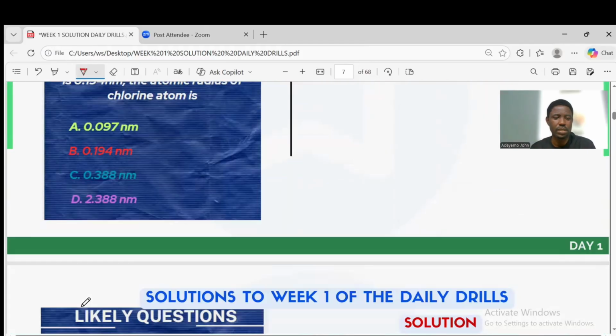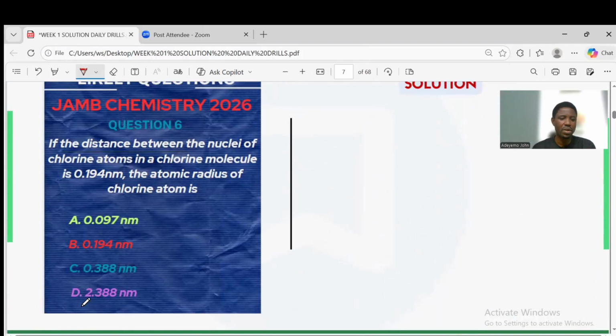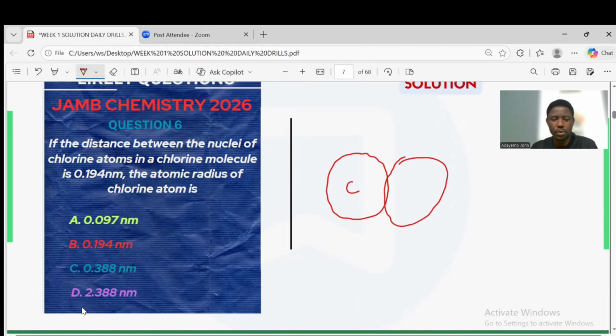So let's go to question 6. If the distance between the nuclei of chlorine atoms, nuclei being the plural of nucleus, this is the chlorine atom, this is another chlorine atom. The distance between the nuclei, that is the internuclear distance, is 0.194. So what will be the atomic radius? Atomic radius is from here to this point. So you can see that that will be 0.194 divided by 2 nanometer. You know why?